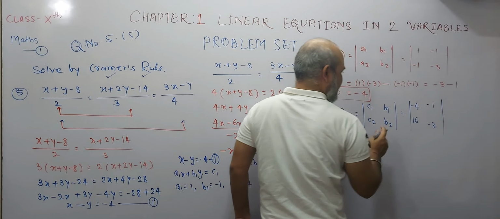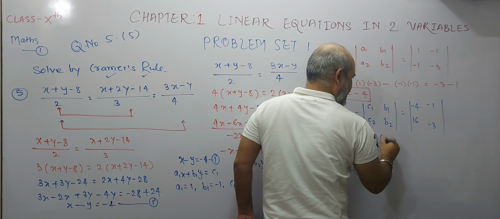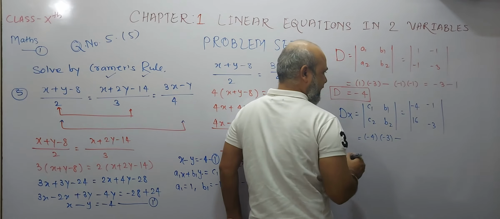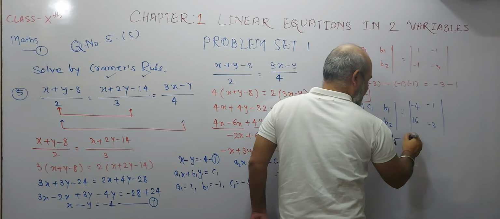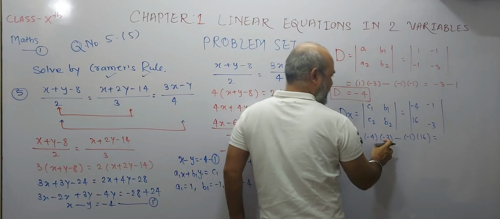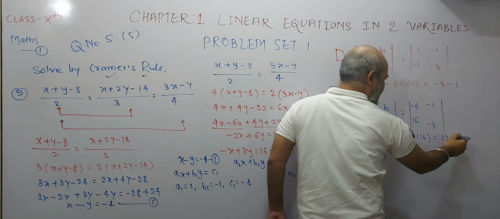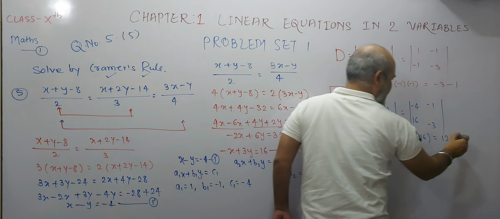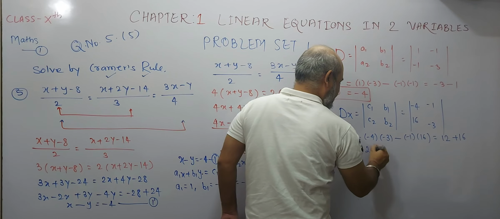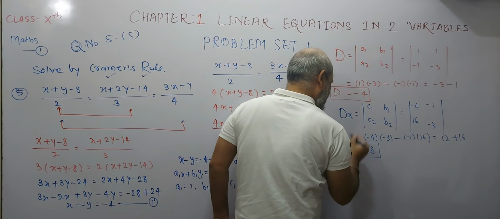Now we will solve this. So you will multiply minus 4 by minus 3. Then you have a minus sign. Minus 1 multiplied by 16. So what you will get? This will be plus 12. Then minus, because of this minus it becomes plus, and you get 16. So what will be the value of dx? dx will be 28. Okay. So value of dx is 28.